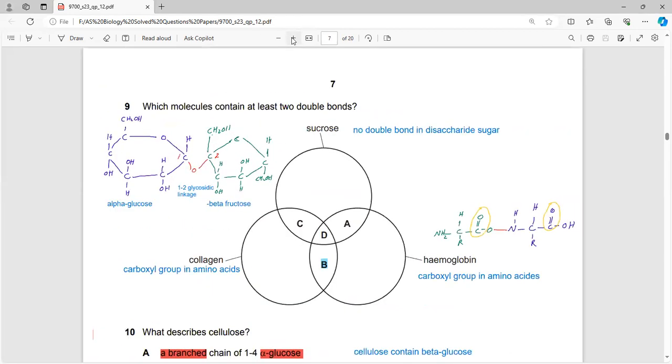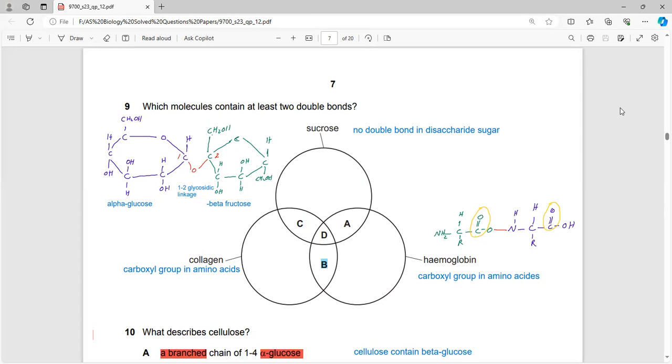We're going to proceed to the next question, which is related to biological molecules. Which molecule contains at least 2 double bonds? We have sucrose, a carbohydrate and disaccharide, collagen, a fibrous protein, and hemoglobin, a globular protein. The structure of sucrose consists of alpha glucose and beta fructose joined by a 1,2 glycosidic linkage. In this structure, if you observe, no double bond is present. So that's why A, C, and D are excluded, because there's no double bond in sucrose.